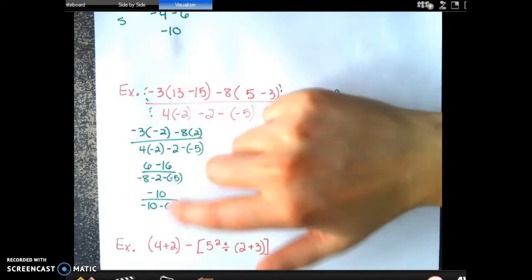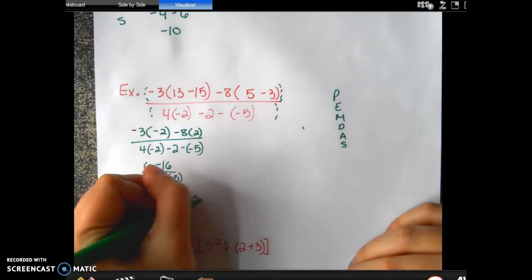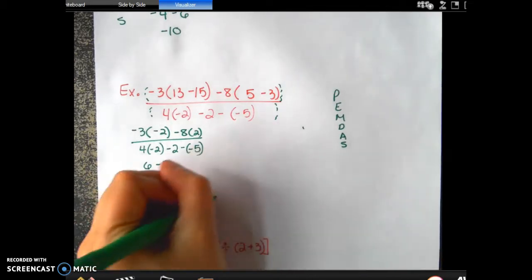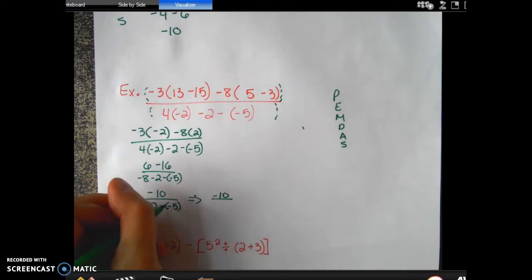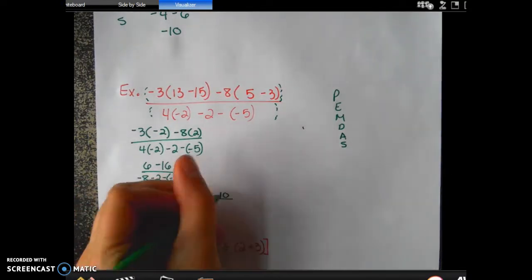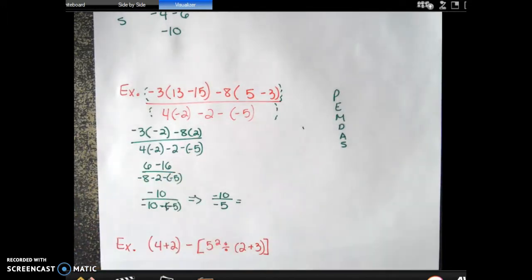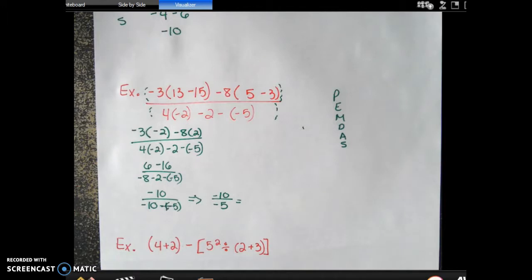And then from here, I see I still have some subtraction to do, so I'm going to go sideways because I'm having a little trouble fitting it all in there. So negative 10 stays on the top. Negative 10 minus a negative 5, remember, minus a negative turns into addition, so that would be negative 10 plus 5, which is negative 5. Now I can do my division because I only have two numbers to divide, which would give me positive 2.